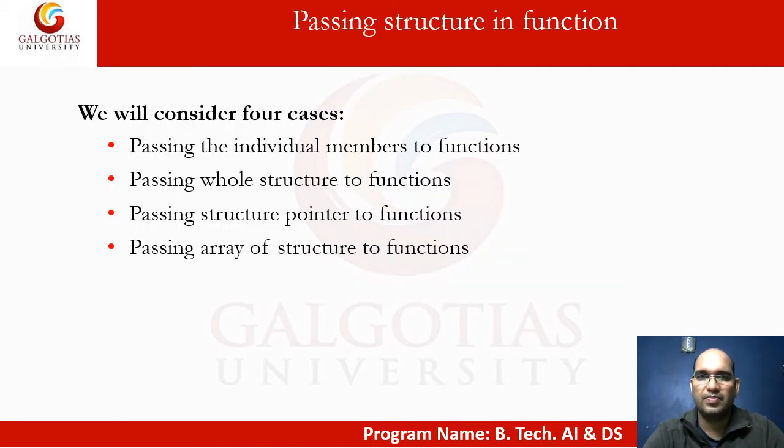Now coming to the next topic, that is passing a structure to a function. Here we try to understand how we can pass a structure to a function. There are a total of 4 cases which we will consider. The first is passing individual members to a function. Second is passing the whole structure to a function. Third is passing a structure pointer to a function, and then passing an array of structures to functions.